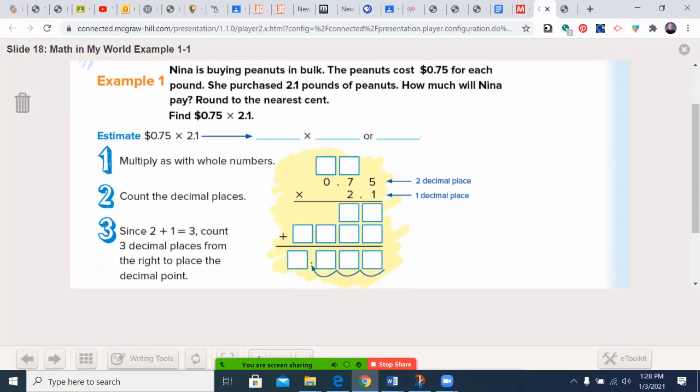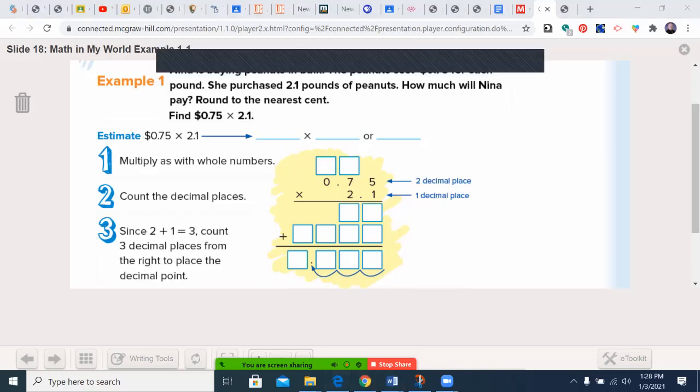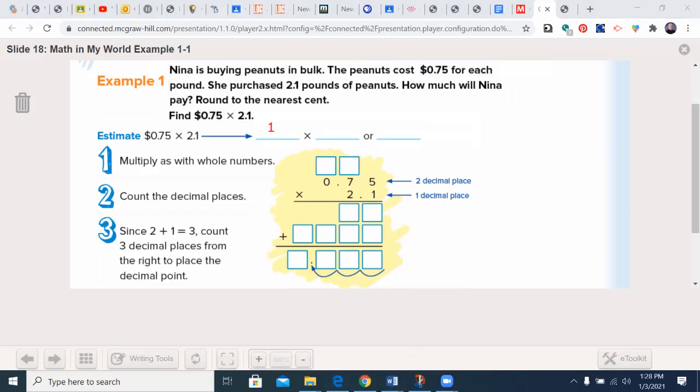So my first thought is to estimate. 0.75, we'll round to 1. 2.1 rounds to 2. So my answer should be about $2.